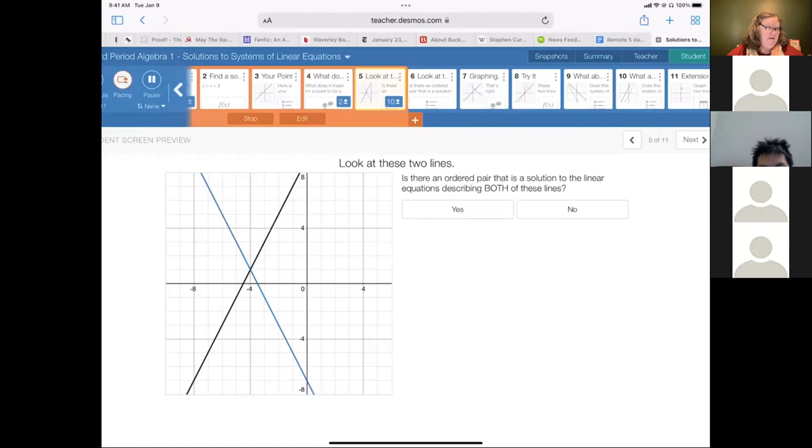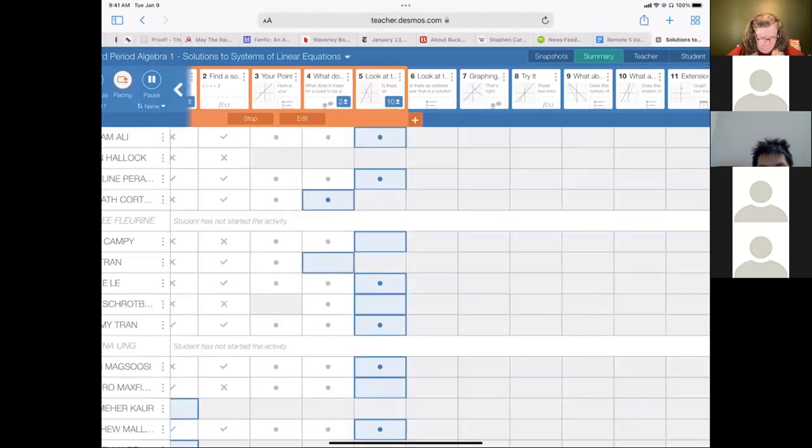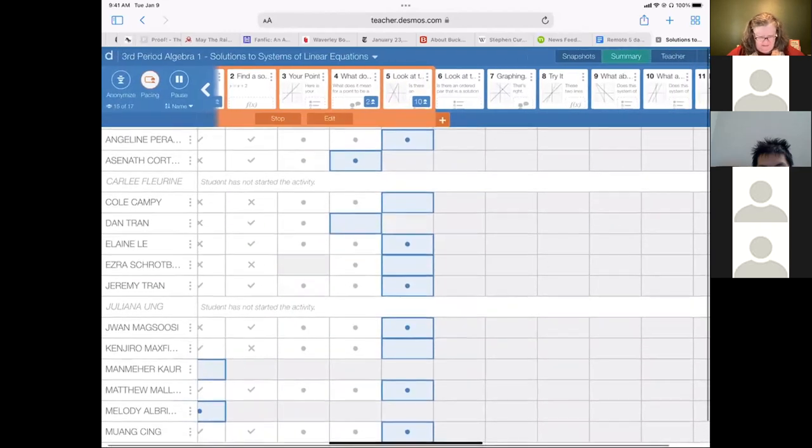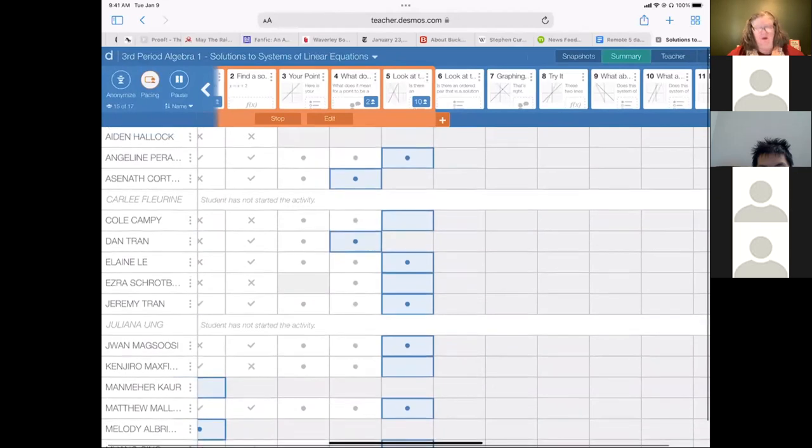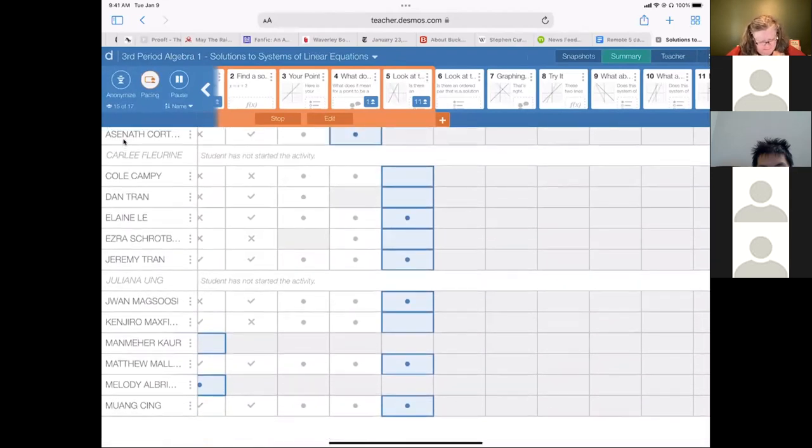Okay, I'm seeing 7 people have answered this. If we could get a few more involved. Aiden, let me know if it's a tech issue again. Carly, I really need you to log into this Desmos. Asena, can you move forward to slide 5? Menmeher, Melody, let's not get lost behind. Let's stick with the group, okay?